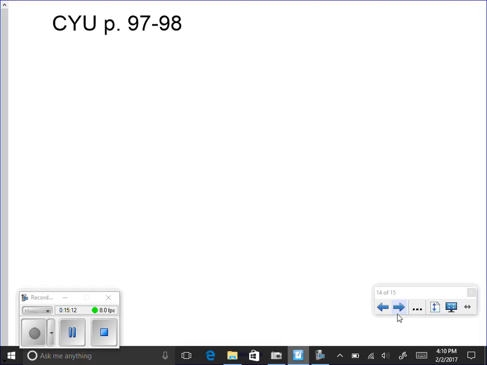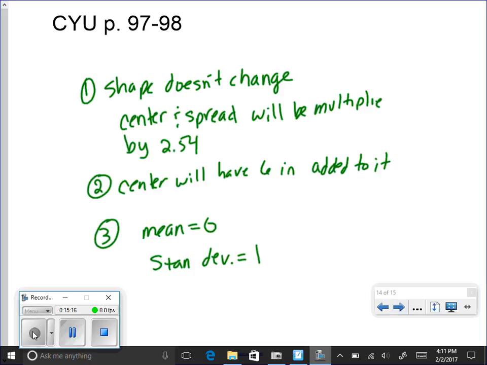So take a minute and do the check your understanding on page 97 and 98. So number one, the shape's not going to change, but the center and spread will be multiplied by 2.54. And number two, the shape and spread won't change, but the center will have 6 added to it. And in number three, the shape won't change, but the mean will equal 0 and the standard deviation will be 1.